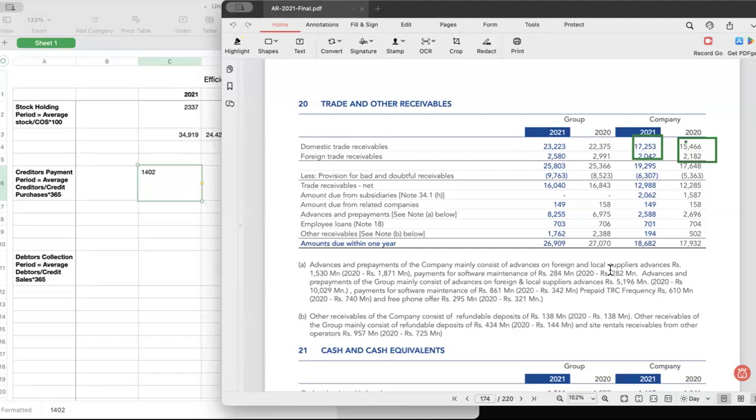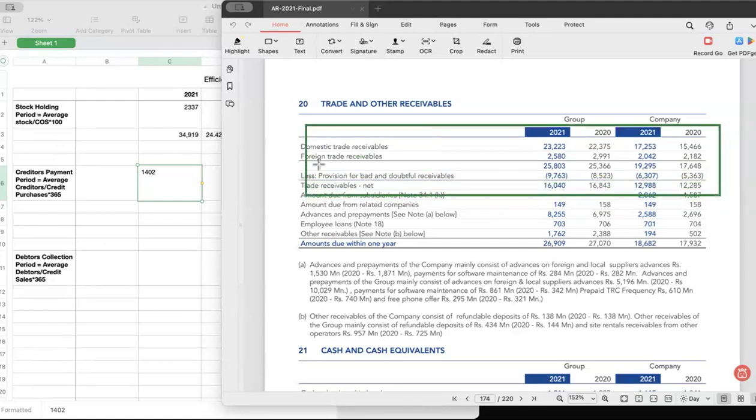Oh, you have the amount, 19,295 plus 6. Oh, you have the provision for doubtful debts. Okay, guys, I forgot, my mistake. I didn't read the entire thing. Look, you have the trade receivables net. This is the amount you have to take, because they have provided a provision for bad and doubtful debts, so we have to exclude it from the trade receivables. Sorry, I keep messing up.